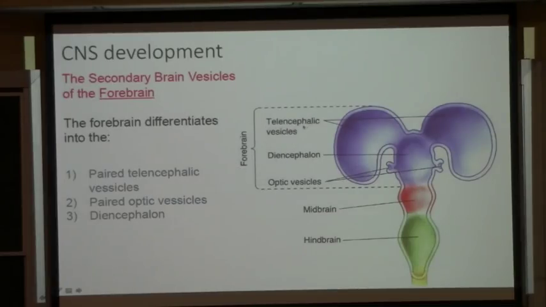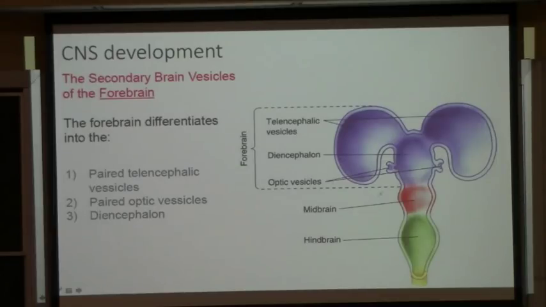We have the telencephalon and the diencephalon, and also we have the optic vesicles. The optic vesicles will just develop into the retina. The telencephalon here is more important. It will develop into the cerebral cortex, the biggest part in our brain. And the diencephalon here will develop into the thalamus, hypothalamus, and so on.